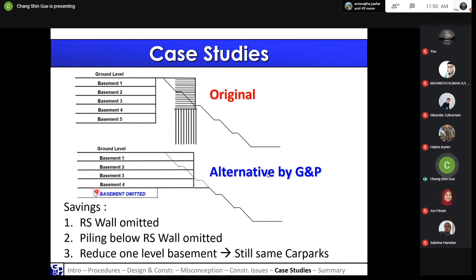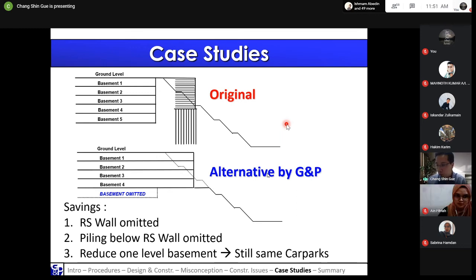And yes, we have reduced one level of the basement, but since you extended out the building, we can also make use of the area, so we still maintain the same car park. So we can still fit the purpose of what the client needs, and we save the money for constructing the wall and the piling. So that also saved 3 million from the project.